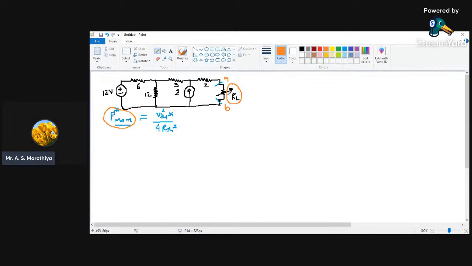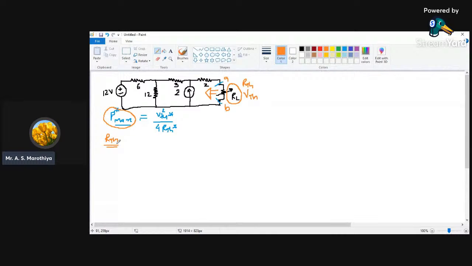So when we remove this RL, and if we see this circuit from this side, whatever effective resistance and effective voltage we experience are nothing but RTH and VTH. Once we know the values of RTH and VTH, we can easily find the maximum power delivered by this source, which is in the form of the circuit, to this load, which is RL. So our objective is to calculate the value of RTH and VTH.